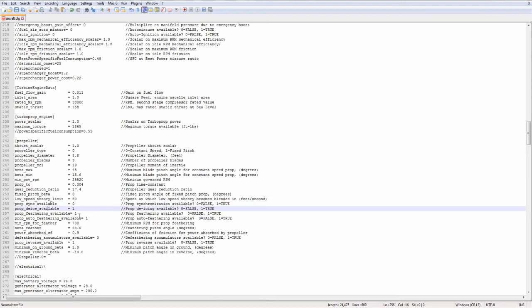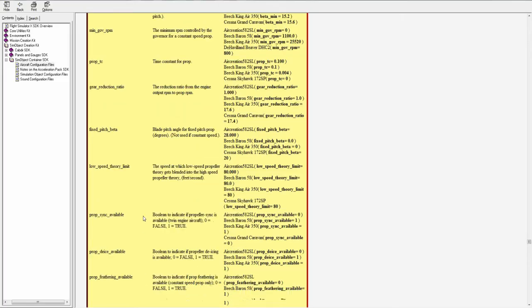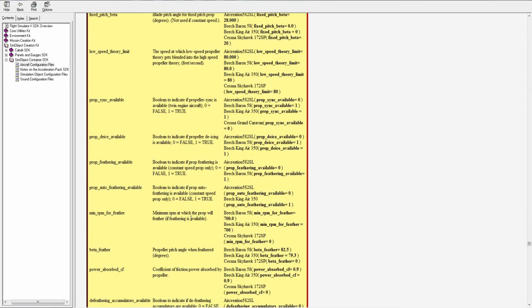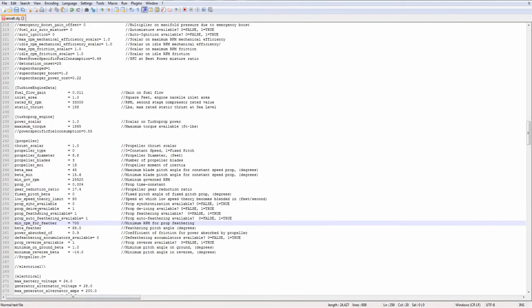Prop de-ice available. These are simple flags, 0 for no, 1 for yes. Prop feathering available. Prop auto feathering available. Minimum RPM for feather. Now, what is this exactly? The minimum RPM at which the prop will feather if feathering is available. I think that plays into auto feathering. If you have auto feathering available, this is the speed at which the prop will actually feather. Beta feather, this is the feathering pitch angle in degrees.